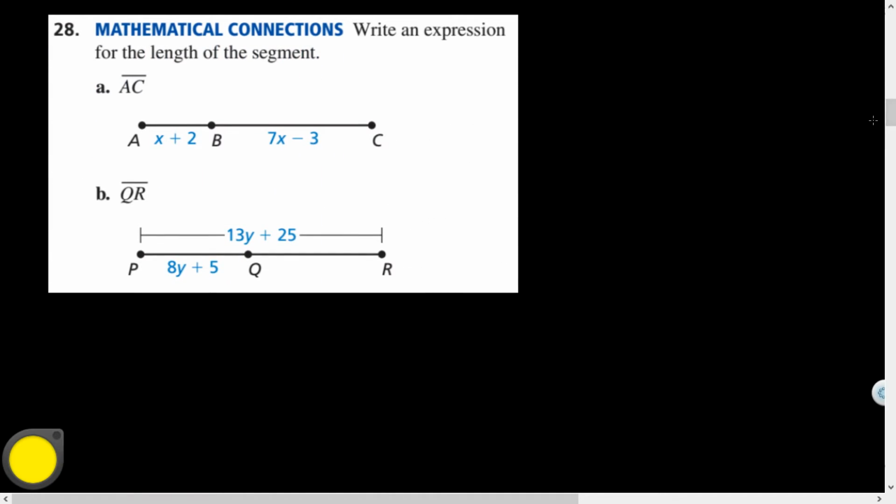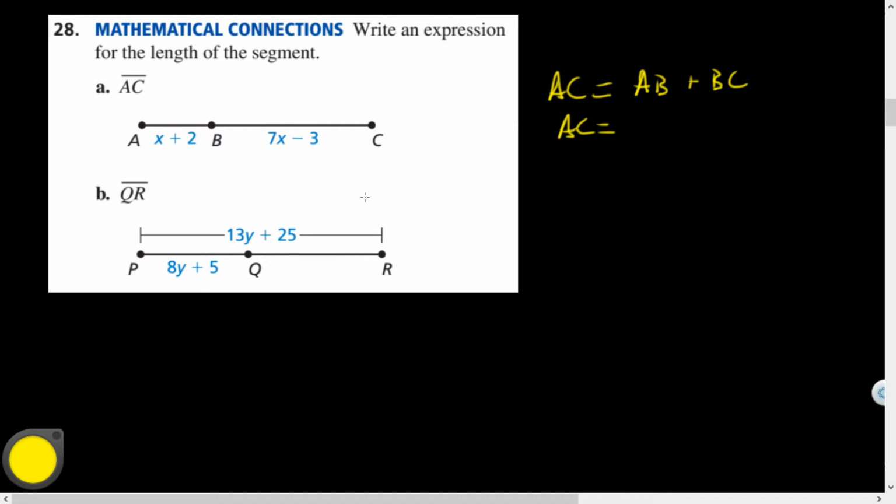Last question, question 28. Write an expression for the length of the segment. So here we go, we've got a sketch. We've got A to B, B to C. B appears to be on segment AC. So if I want to represent AC's length, notice I drop the segment symbol when I'm talking about the number. AC is going to equal AB plus BC. The sum of the non-overlapping parts is equal to the entire length. It's the segment addition postulate, right? The big guy is equal to the sum of the little guys.